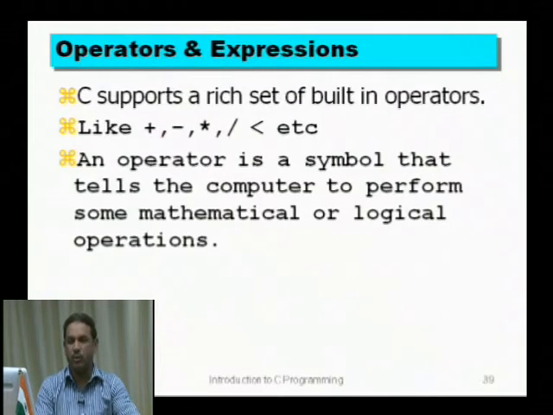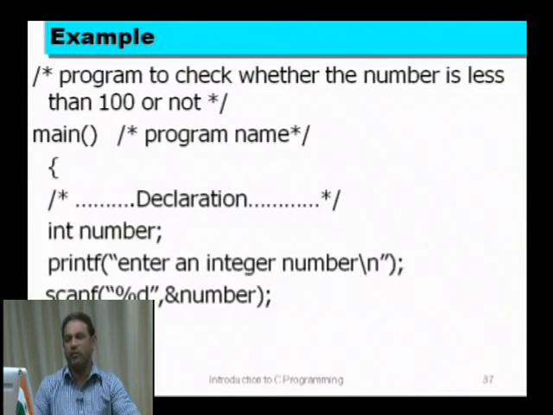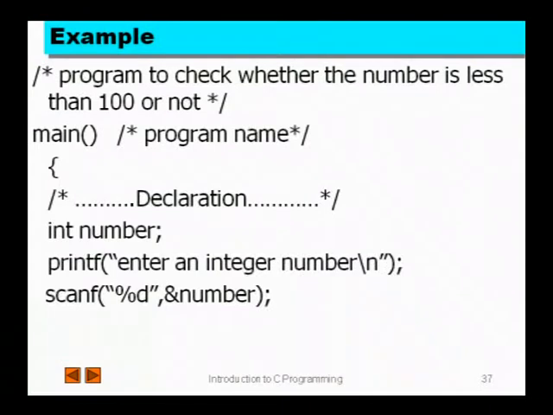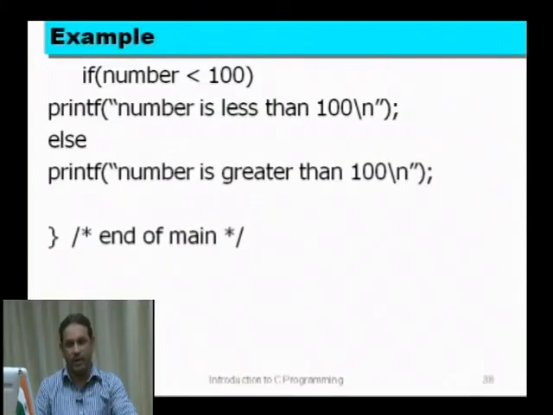So this is a simple program used to check whether the number is less than 100 or not. If you enter the number 50, it will display the message number is less than 100, or if you enter a number greater than 100, it will display the message number is greater than 100. Here we are using a simple decision statement, if, which will be discussed in a later section.